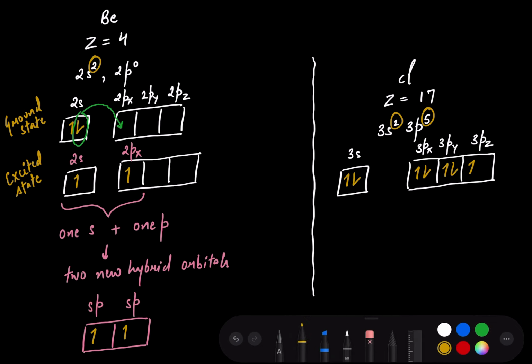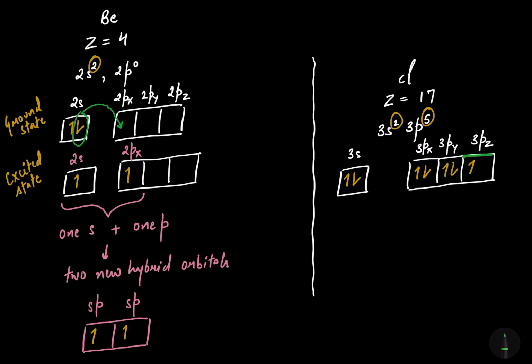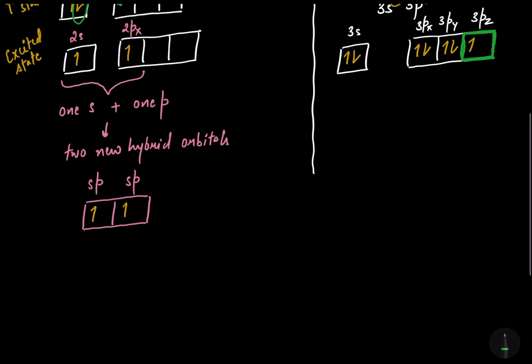So now what next? Here 3pz is short of 1 electron. If 3pz shares 1 electron with beryllium, then chlorine will attain the stable noble gas configuration of argon. So what exactly is going to happen?